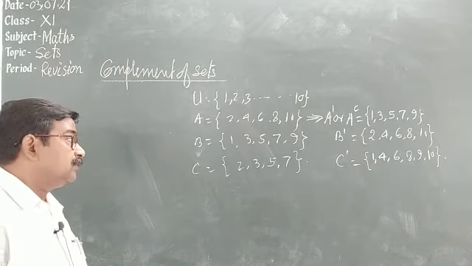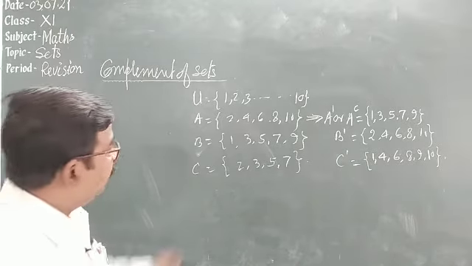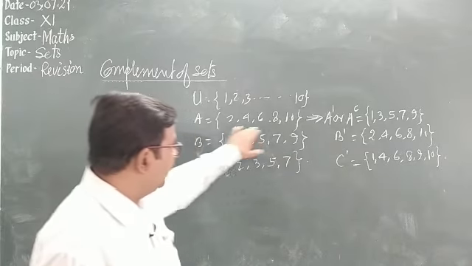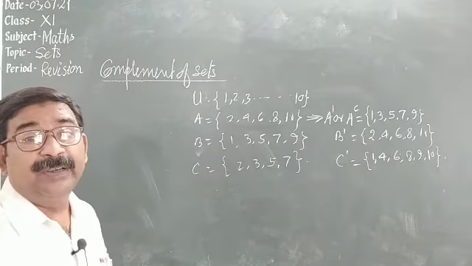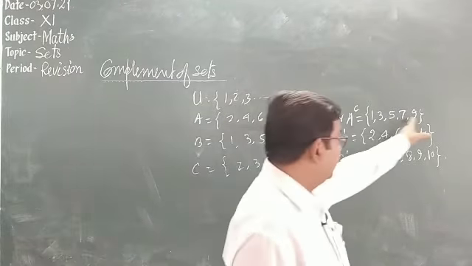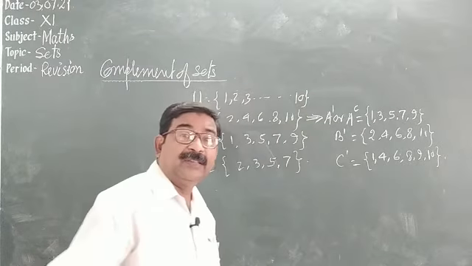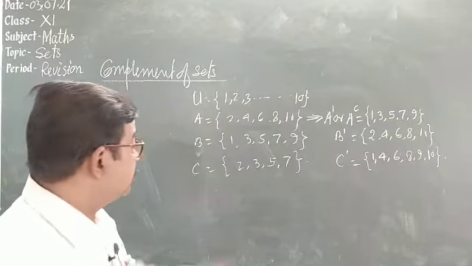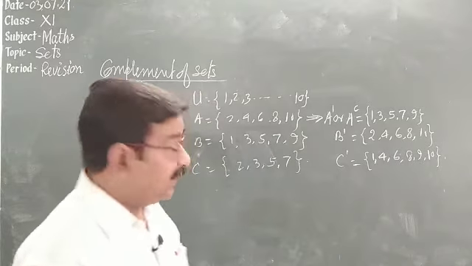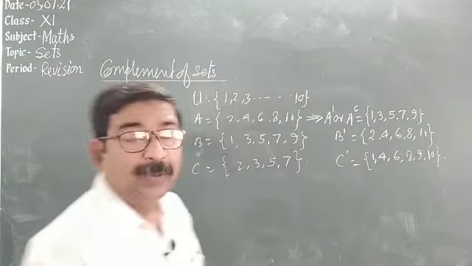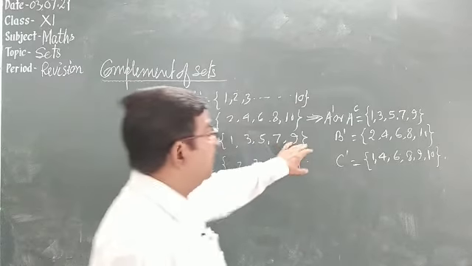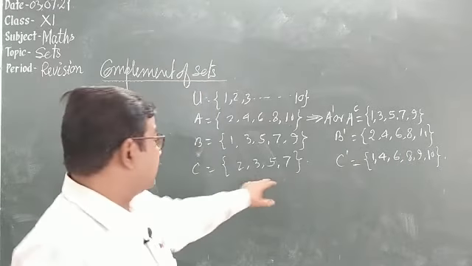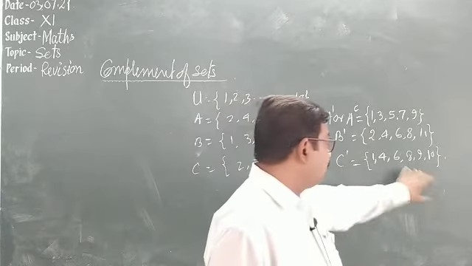Now let's see, if any element is found in a set, then those elements will not be found in its complement. Check it. 2, 4, 6, 8, 10 are found in set A, so these elements are not found in its complement. Here 1, 3, 5, 7, 9 are found in B, so these elements are not found in B dash. Here 2, 3, 5, 7 are found in C, so these elements are not found in C dash.